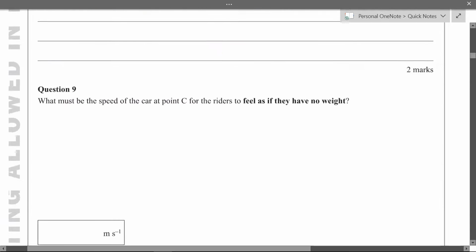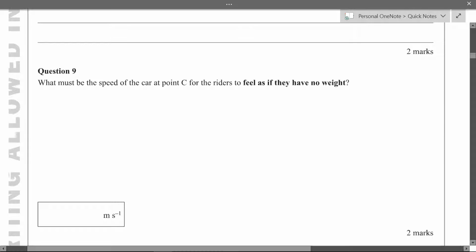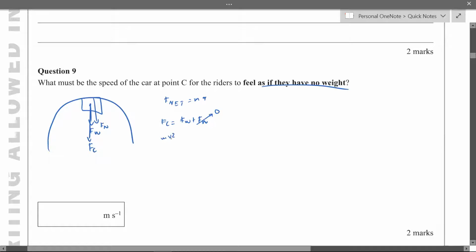So what's the speed of the car at point C to feel as if they have no weight? At C, the loop is here, so F weight is down, and Fn is also down, and so is Fc. So Fnet equals ma, Fc equals Fw plus Fn. Fn must be 0 if they feel like they have no weight. So mv squared on r equals mg, and v equals square root of rg, since we can cancel the m. So 10 times 10, and v is just 10.